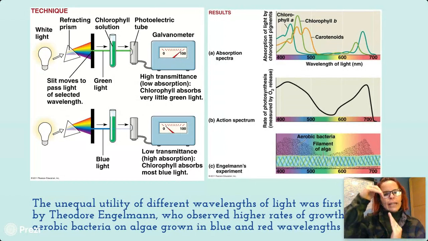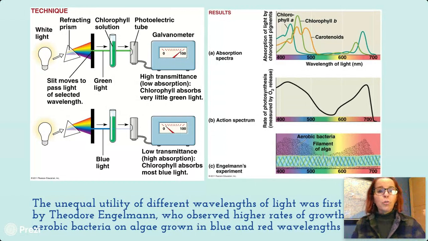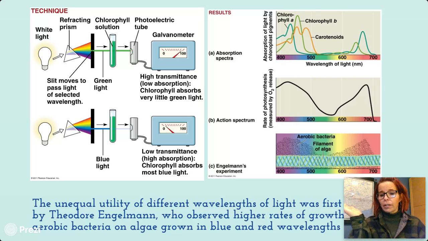So when we have that filter set so that only green light is passing through, notice that green light not only passes through the filter, but it passes all the way through the chlorophyll solution. It's not being absorbed by the chlorophyll solution. It's being detected by the photoelectric tube, and we see the galvanometer recording a high level.